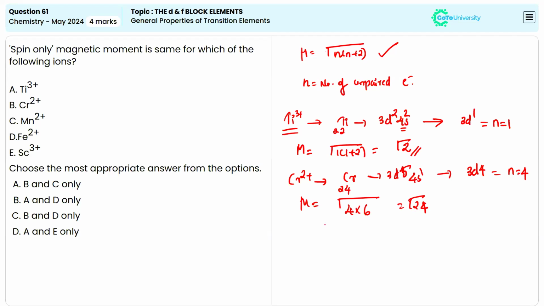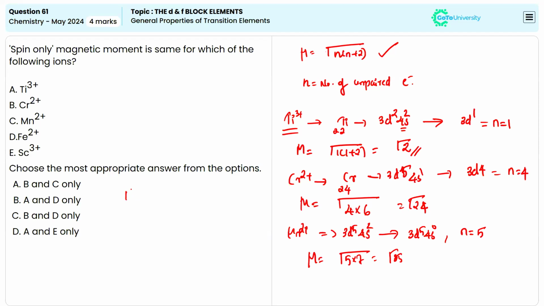Now coming to Mn2 plus. Manganese is having 3d5 4s2. So when converting into Mn2 plus, it becomes 3d5 4s0. Here all the 5 electrons in the 3d orbital will be unpaired. So n equal to 5. So the value of mu will be square root of 5 into 5 plus 2 is 7, square root of 35.